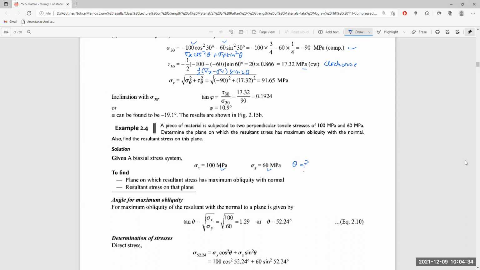We know from our equation which we have derived that the maximum obliquity of the resultant with the normal of the plane is given by tan theta equals the square root of sigma x by sigma y. So here we know sigma x and sigma y: 100 by 60, so 1.29, or theta will be equal to 52.14 degrees. This is the plane for maximum obliquity, the plane where the resultant stress is maximum.